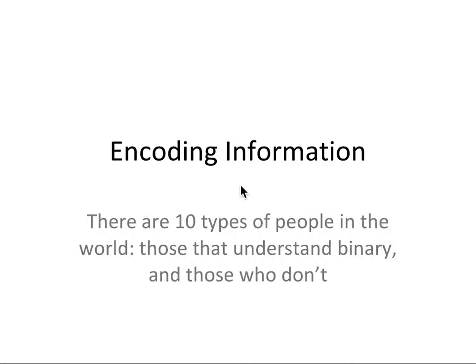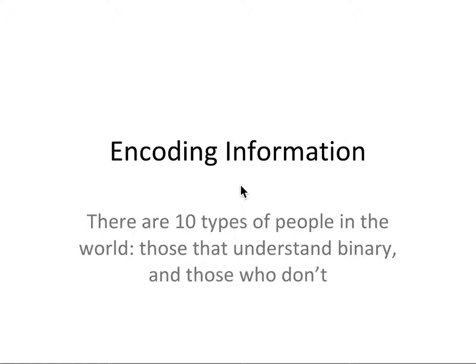So you might have heard that computers encode information in what's called binary, zeros and ones, in order to perform their computations and to work. And so I'd like to begin with a quote. There are 1-0 types of people in the world. Those that understand binary and those who don't. And I'm hoping by the end of this unit, you will be one of those who does.